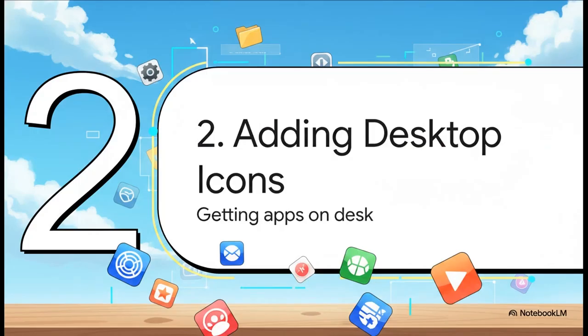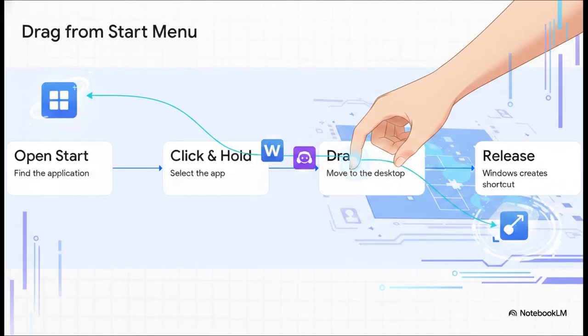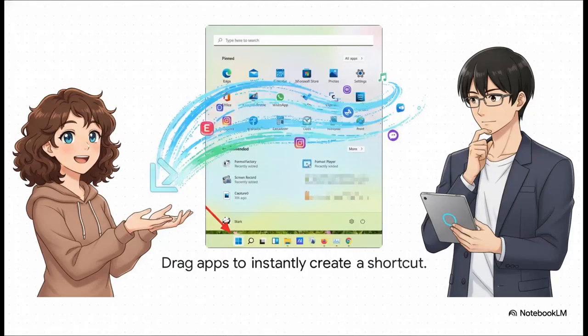Moving right along to section 2, adding desktop icons, or how to actually get your essential apps onto your desk. Okay, so the absolute easiest way to build out your workspace is just to drag and drop right out of the start menu. Literally, open the start menu, find the app you want, maybe Word or Discord, click, hold it, and just drag it straight over to your desktop space. When you let go of the mouse, Windows automatically creates the shortcut for you. Boom. Dragging an app straight from that All Apps list right onto your open desktop instantly generates a working shortcut. It's super fast, really intuitive, and honestly, it works like a charm for like 99% of your everyday software.